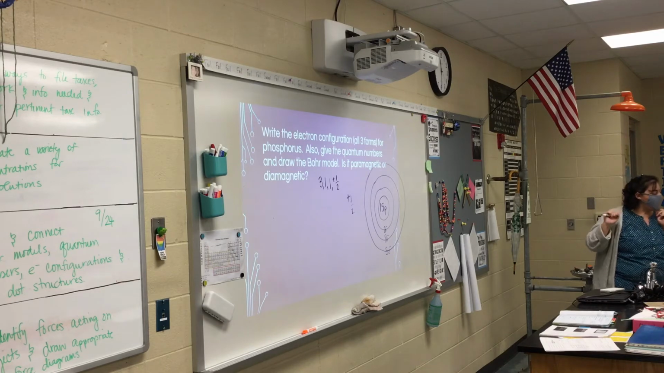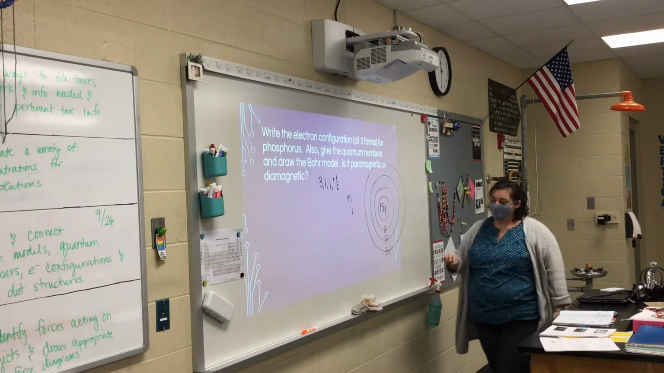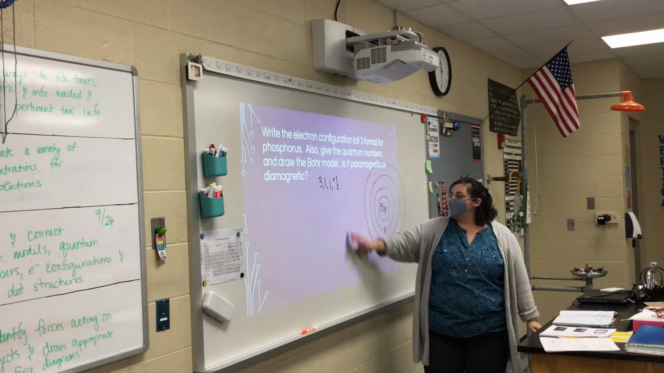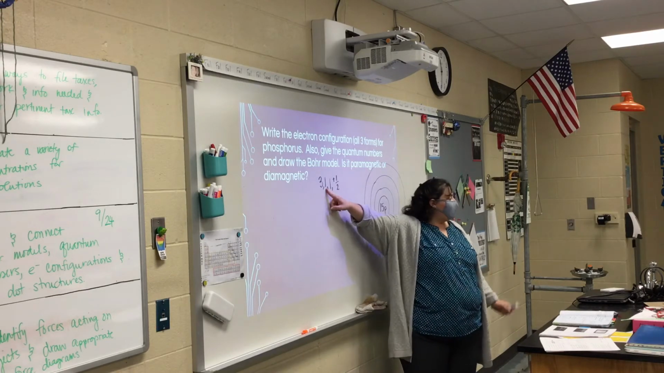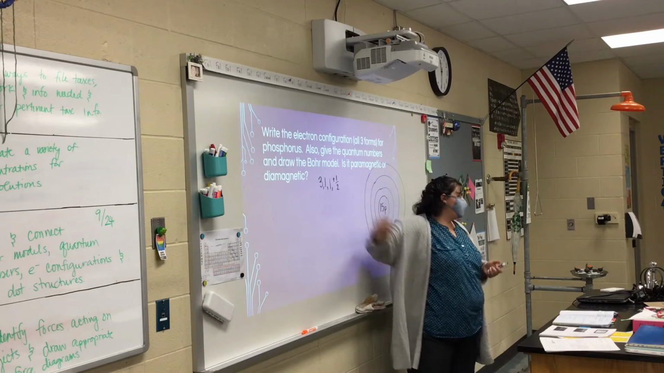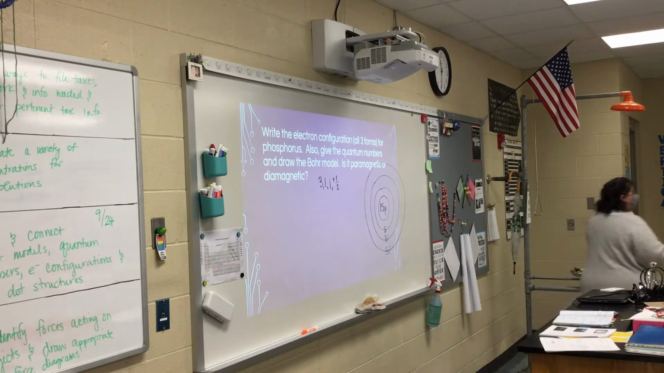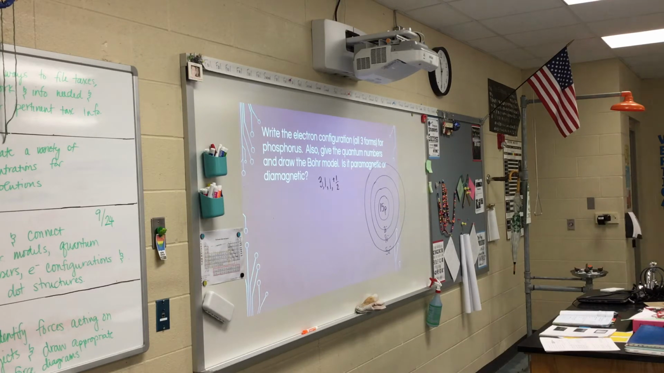Yes, Amir? Okay, so 3 is the energy level. What's the first one? That is the orbital set, so that's going to be S, P, D, or F. And you see here, that's in orange. Phosphorus is in the p orbital, so the L value equals 1.